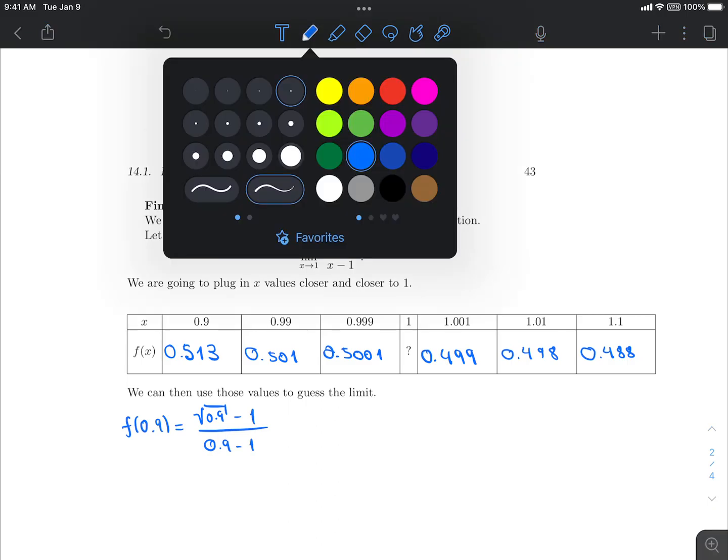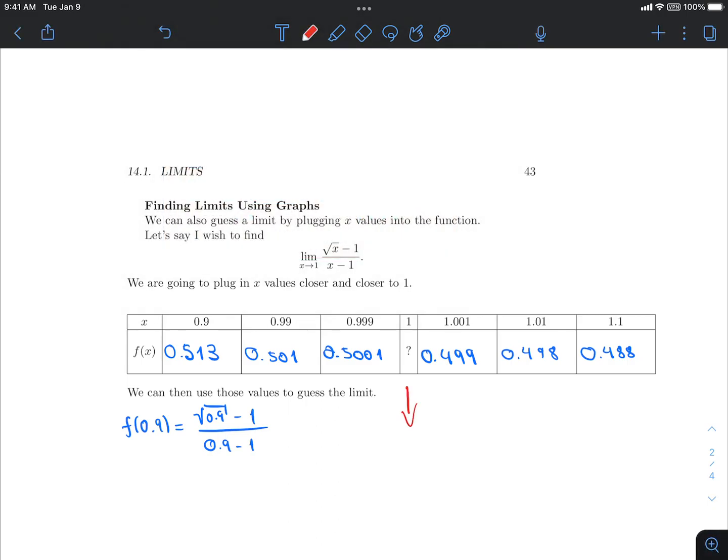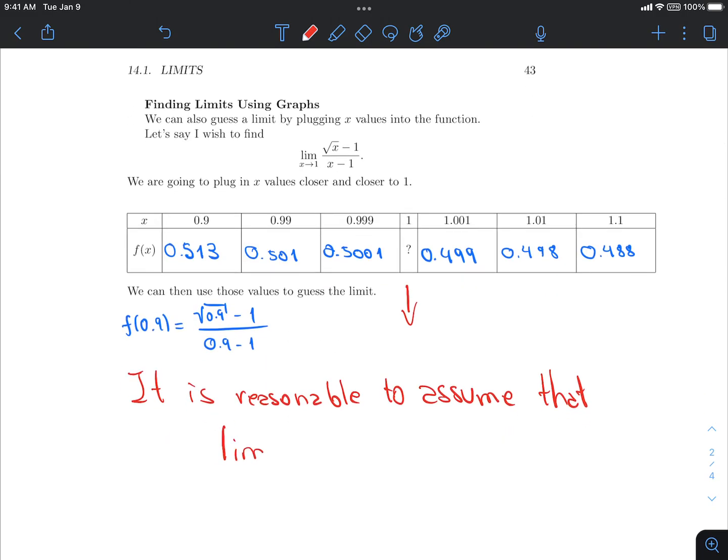Even though f of 1 is undefined, I would say that it is reasonable to assume that the limit as x approaches 1 of root x minus 1 over x minus 1 equals 0.5.